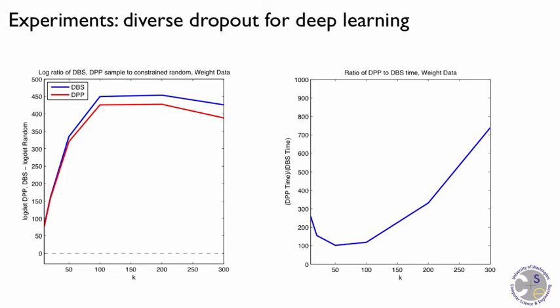The similarity kernel L is formed as the inner product of the weight matrices entering a particular layer. Again, we see that DPP and DBS sampling are both preferred to a random subset of size k, and DBS sampling is much faster than DPP sampling for this experiment.